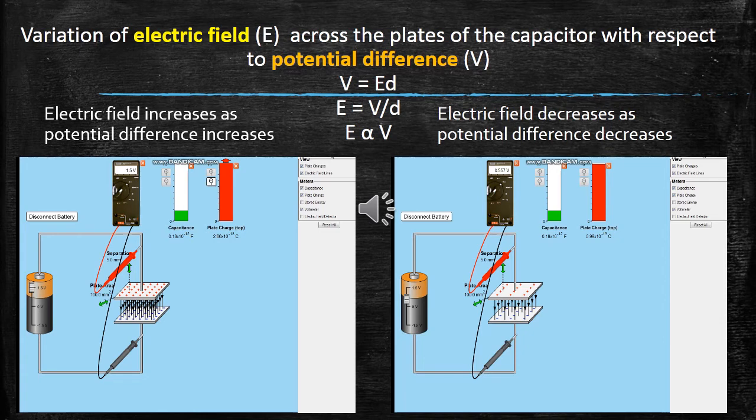Okay, and then nearby in the other simulation, the voltage is reduced from 1.5 volt to 0.55 volt. Automatically you can see a lesser number of electric lines of force in between the plates. It shows that the electric field is decreased. So this is the final conclusion: E is directly proportional to V.